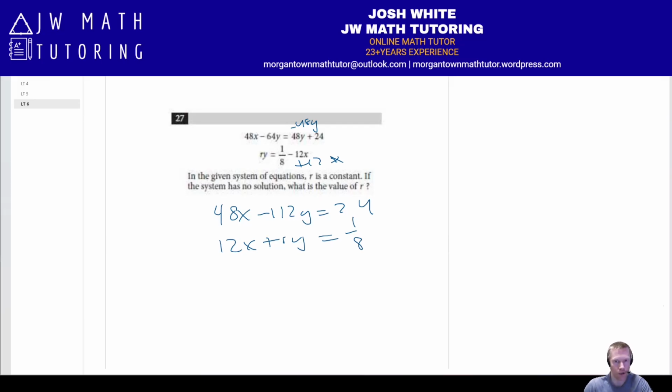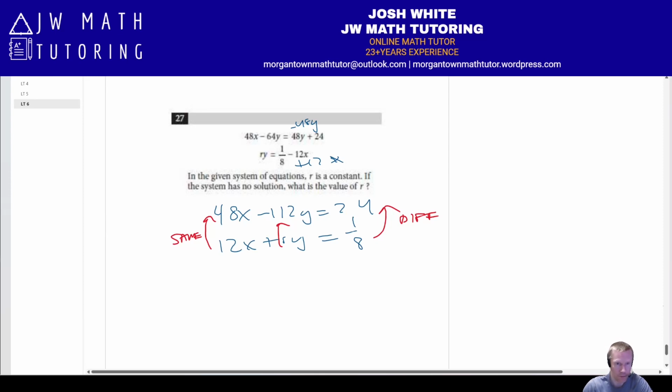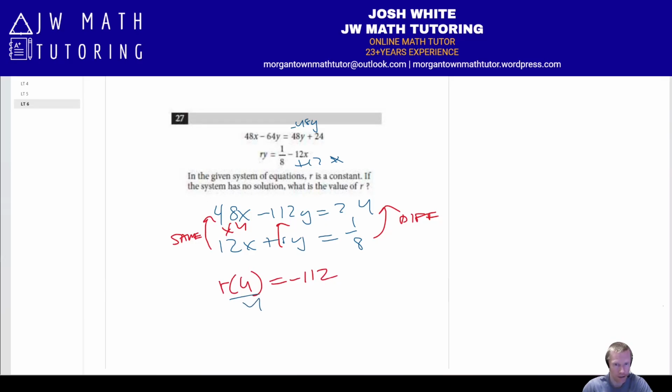Now, when a system of linear equations has no solution, the multipliers for the x and the y terms are the same number, but the number on the right is different. So notice, for the x terms, the multiplier is positive 4. So you do 12 times 4, which is 48. So for the y's, it has to be the same. What that means is you take r, you multiply it by 4, and it must equal negative 112. So in other words, you just divide this and you get r equal to negative 28. So that's the correct answer.